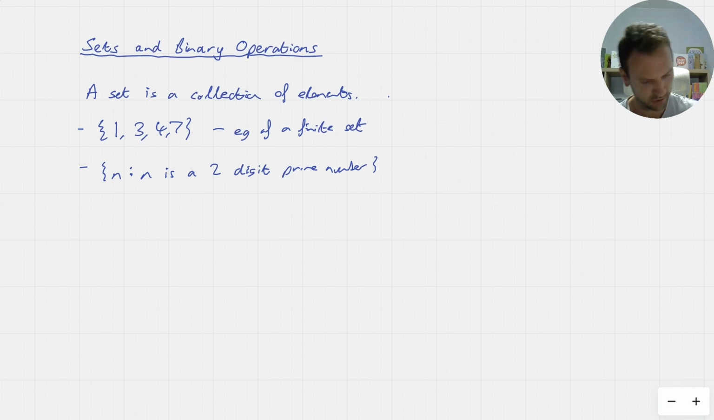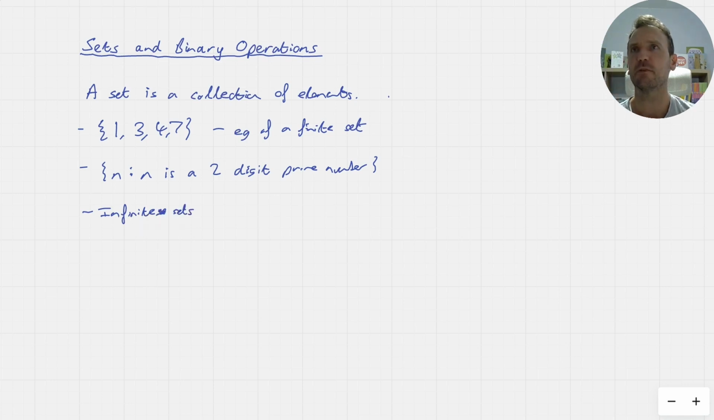Now, those are both examples of finite sets. But we'll also work with infinite sets, and actually most of the sets you'll work with are probably infinite sets. That's to say that there's an infinite number of elements in there. So a few common examples of infinite sets, and there's notations that go along with these.